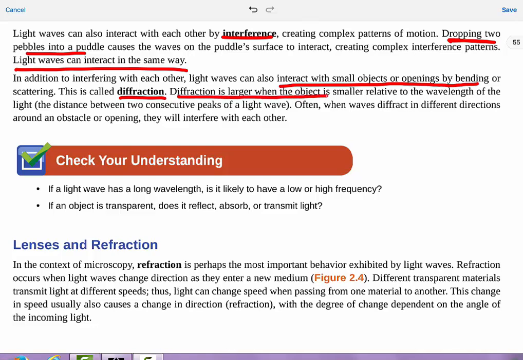Diffraction is larger when the object is smaller relative to the wavelength of the light. So remember, the wavelength is the distance between two consecutive peaks of a light wave. And then the diffraction, or the amount that it bends or scatters, is larger when the object is smaller compared to that wavelength size. So we've got our wavelength, remember, and it's from here to here. And depending on how small our object is, depends on the rate of diffraction.